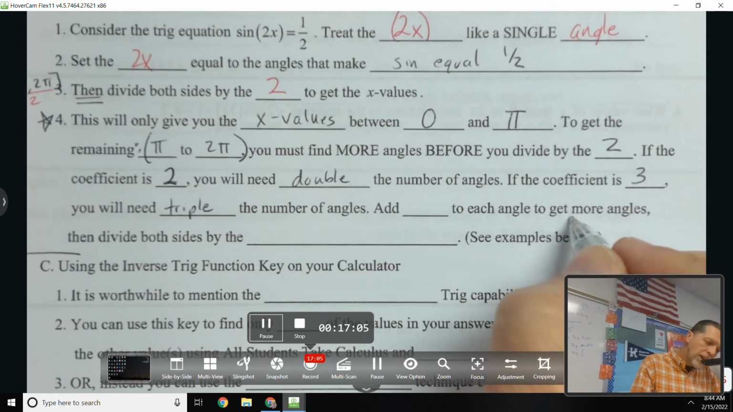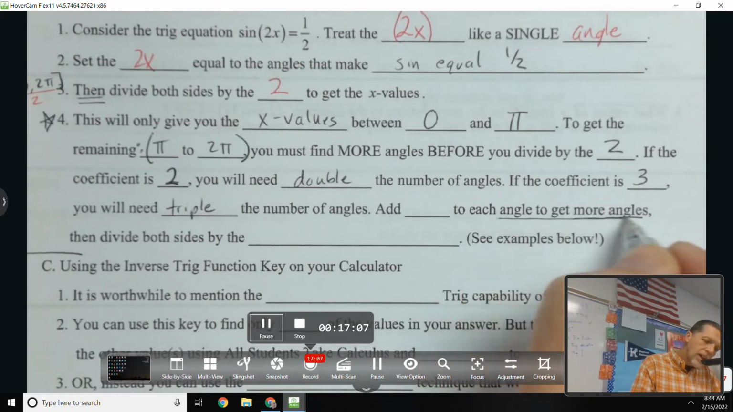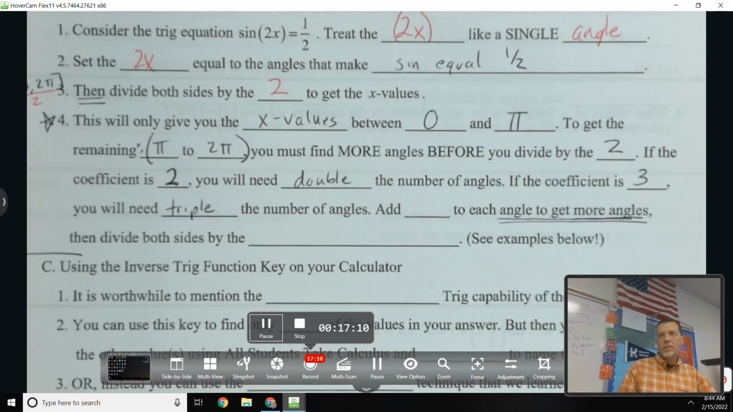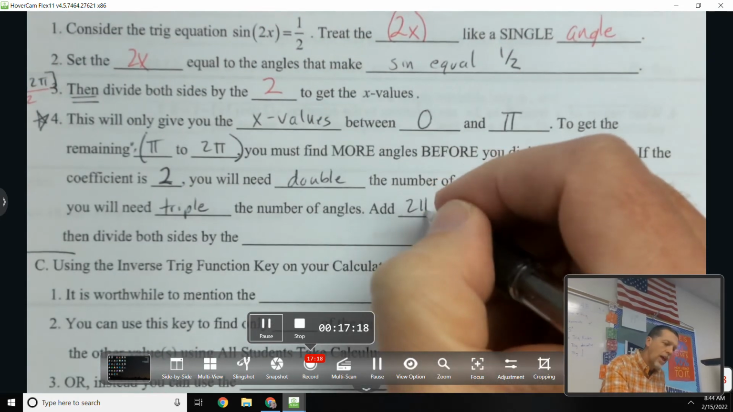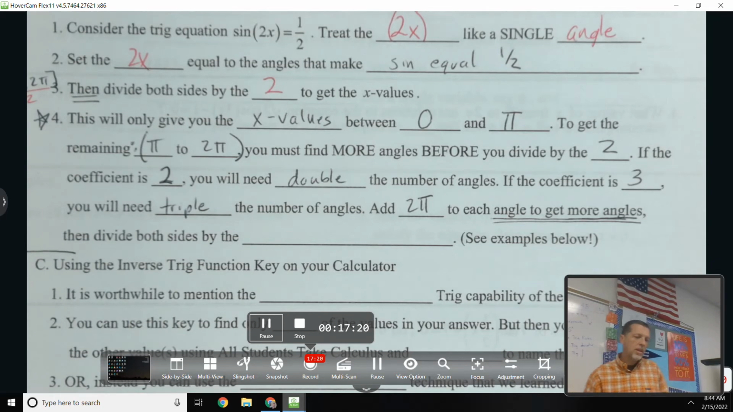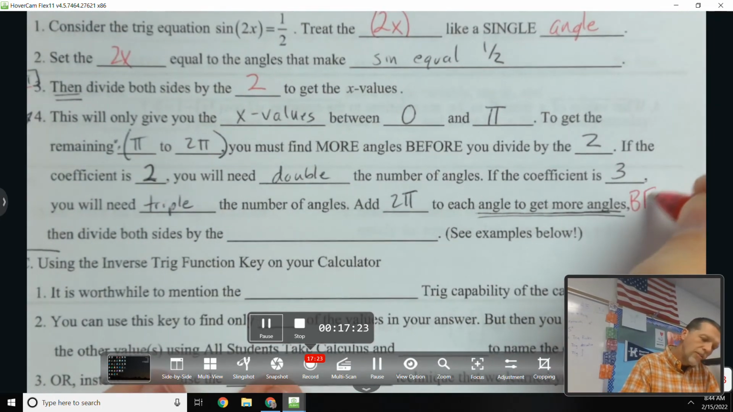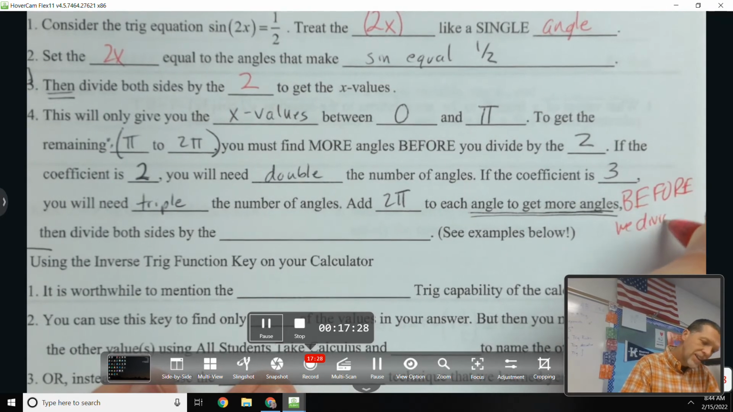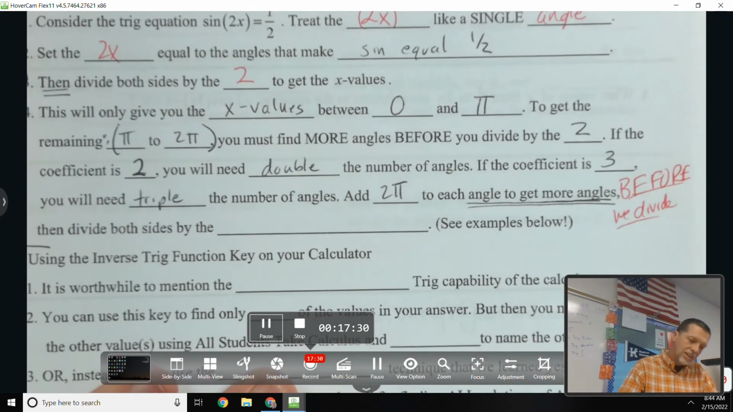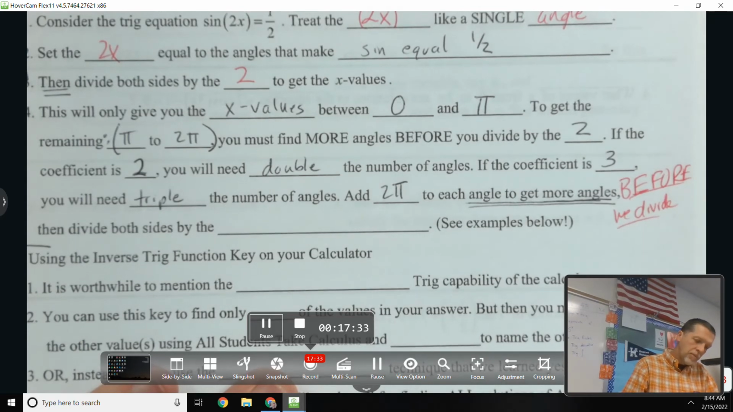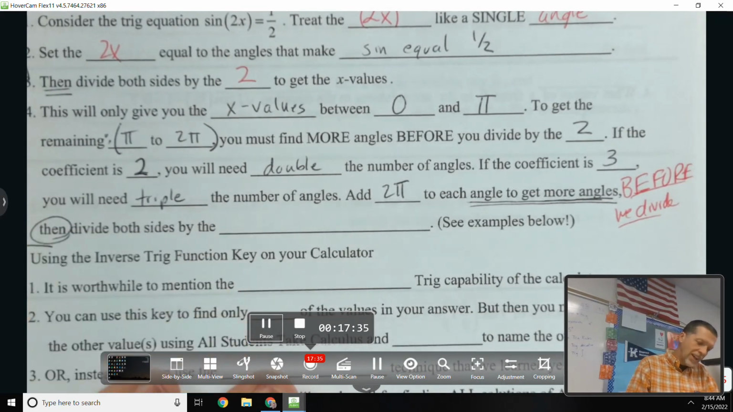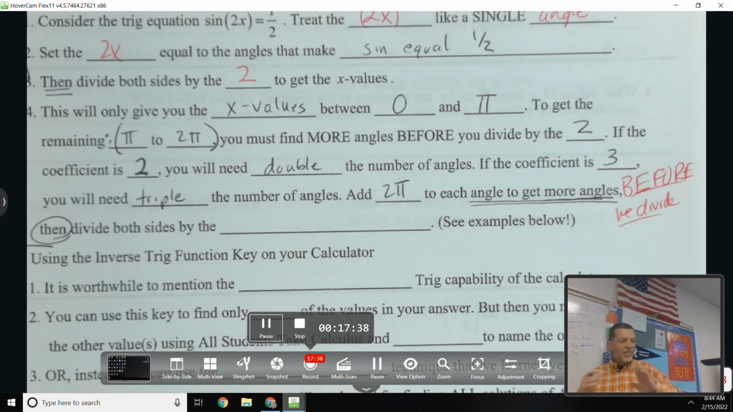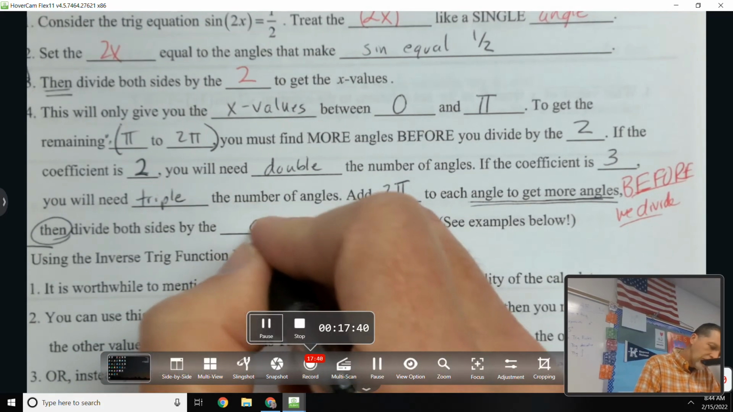To get more angles that work, how do we usually get more angles that work? How do we end up at the same spot on the unit circle? What do we add to land at the same spot? 2 pi. So we'll add 2 pi before we divide. I wish it had said that. Before we divide. Again, we divide at the very end. Oh, I guess it sort of says that. Then divide. So add 2 pi, then divide both sides by the coefficient.